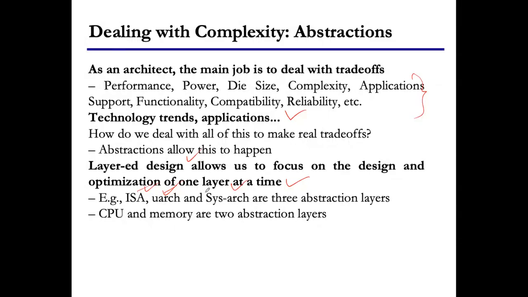At every layer, if you try to improve or optimize, then automatically its performance will increase. And at the microarchitecture level, if improvement is happening, it means power consumption will be reduced, die size will be reduced, complexity will be reduced, and its application area functionality will be increased. So the CPU and memory are two abstraction layers to deal with the complexities.